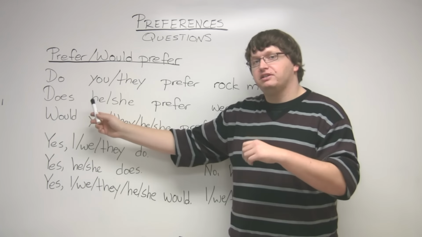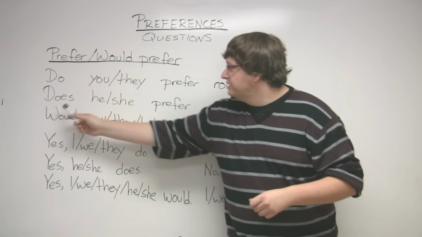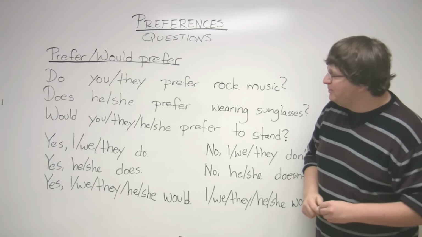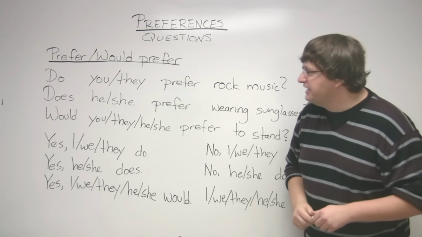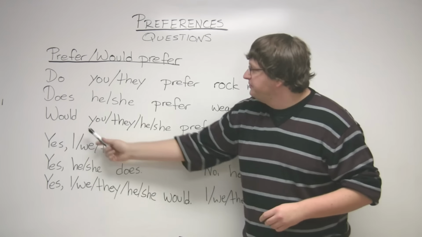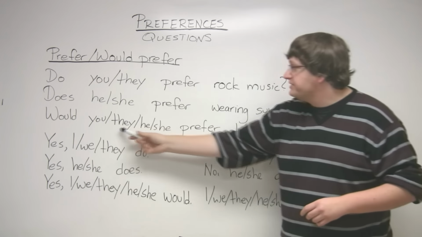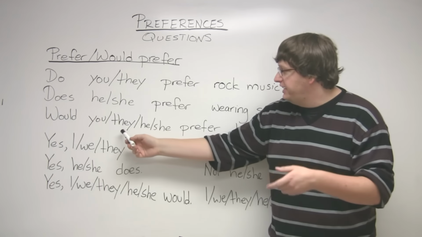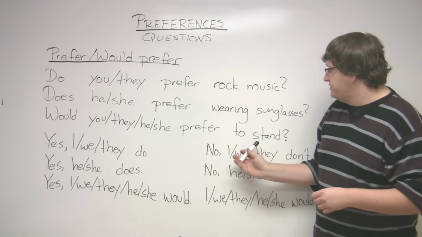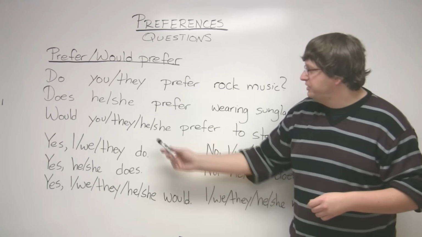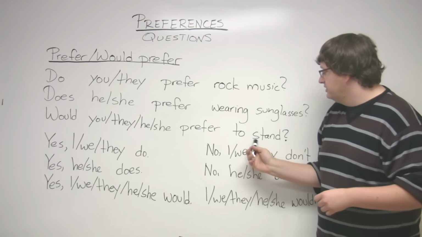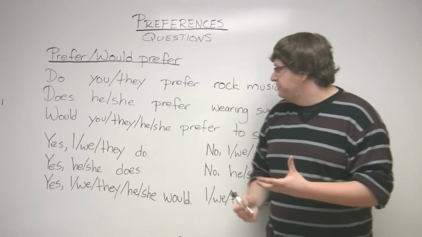Does he, does she, right? Does he or does she prefer wearing sunglasses? I don't know. Maybe they think it's light all the time. So for would prefer, we use would plus the subject, would you, would they, would he, would she, plus prefer to stand. So would plus subject, prefer, object. So would you prefer to stand?